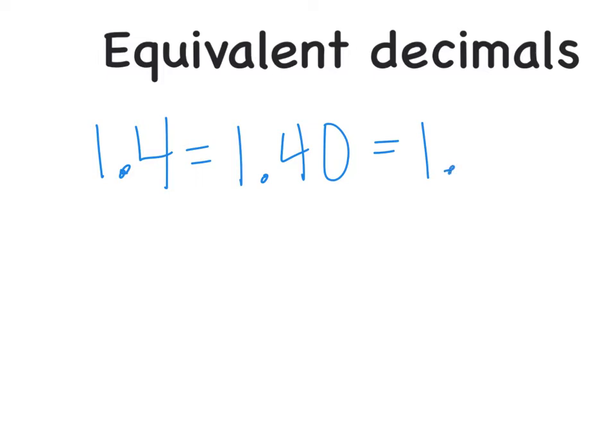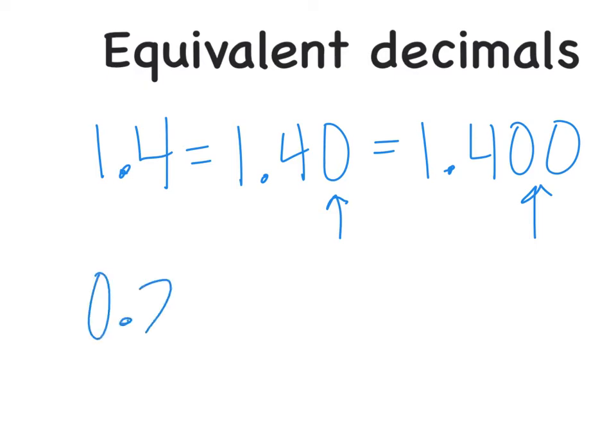We discussed in a previous lesson that something like 1.4 could also be written as 1.40 or 1.400 because zeros at the end of a decimal after the last non-zero number, like 4 in this case, don't change the value. Something like 0.2 is 2/10. That's the same as 20 hundredths.